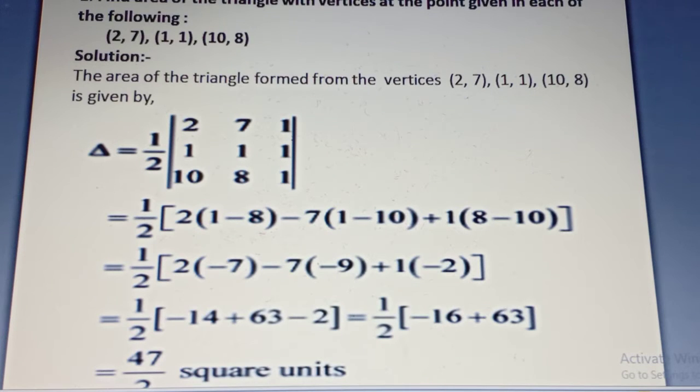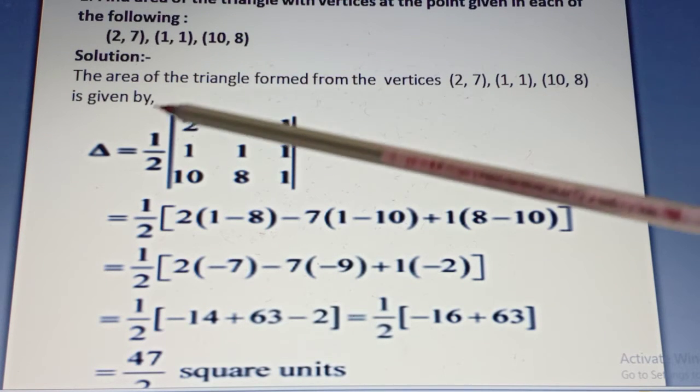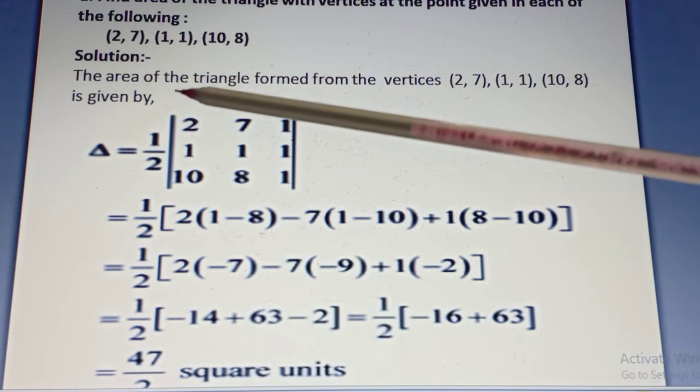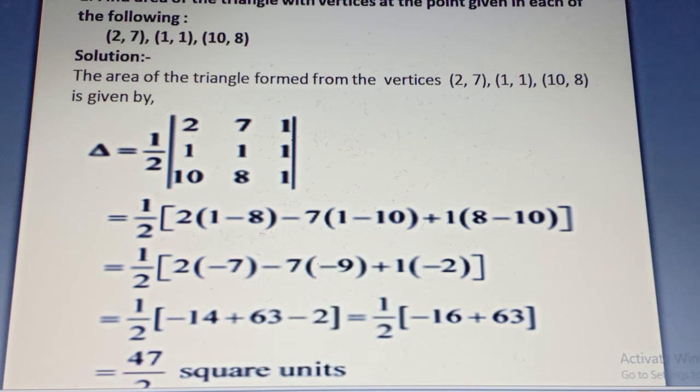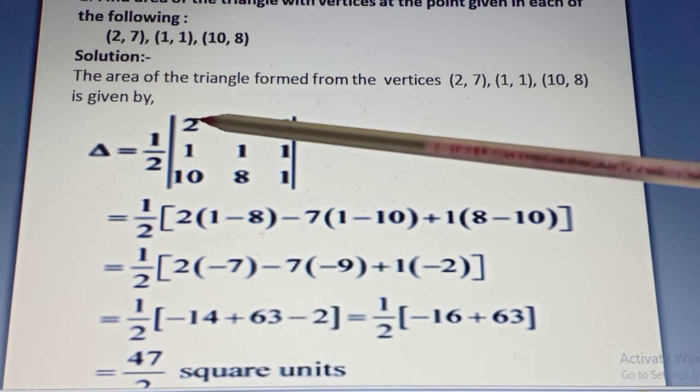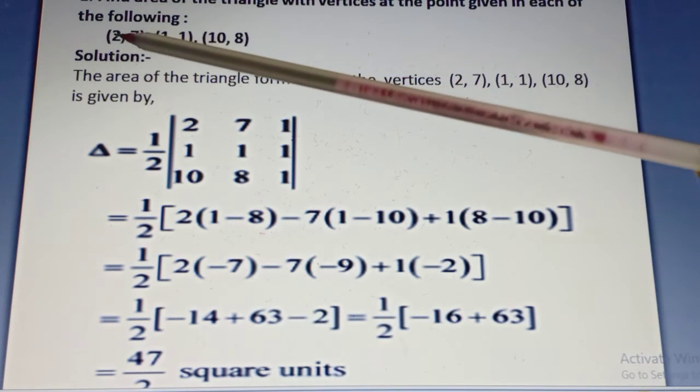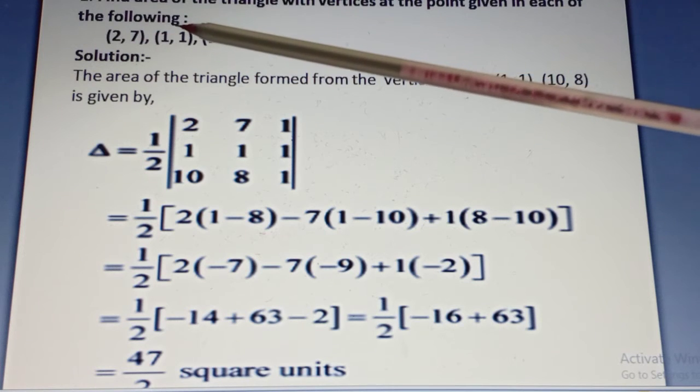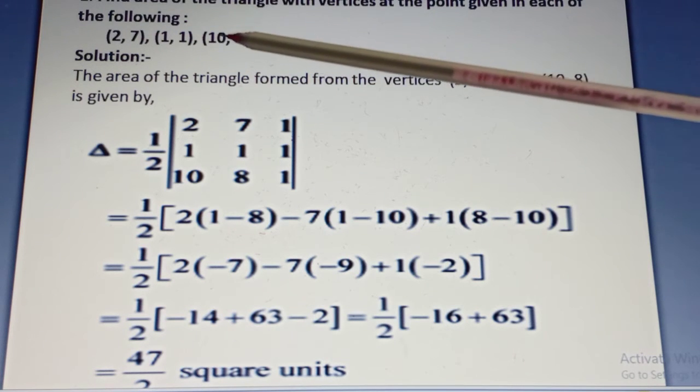The first question is, find the area of the triangle with vertices at the points given in each of the following. So 3 points of a triangle are given. You have to find the area of the triangle formed from these vertices using determinant. So this is the formula using the determinant. The formula of the determinant is half into x1, x2, x3.